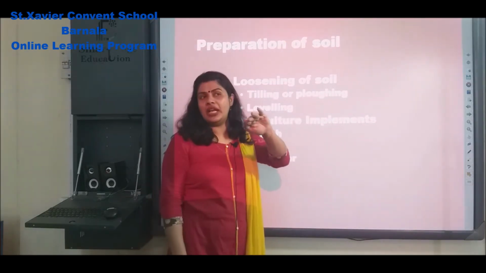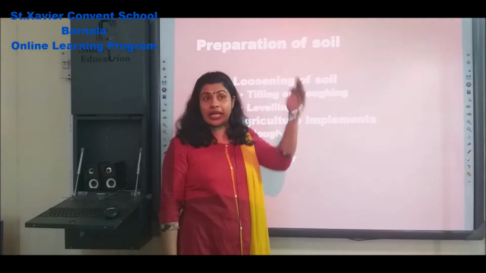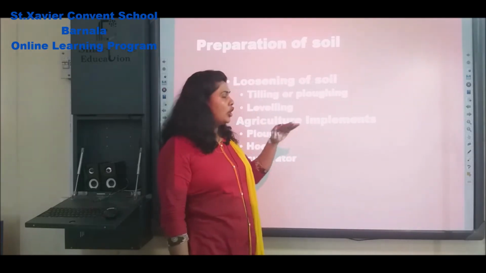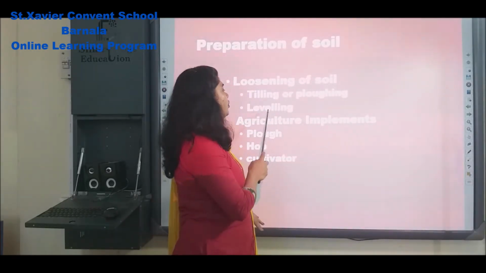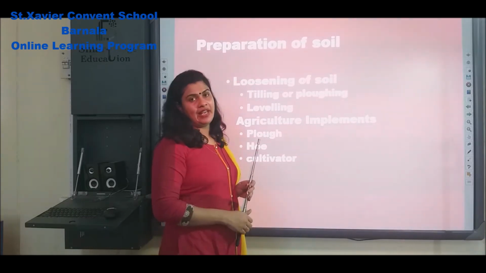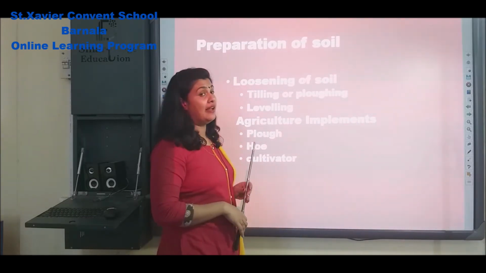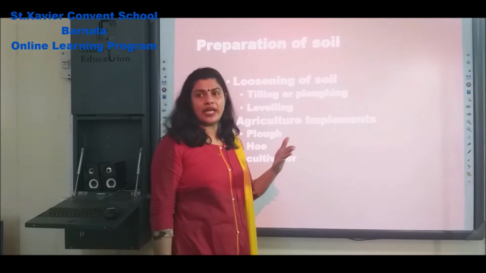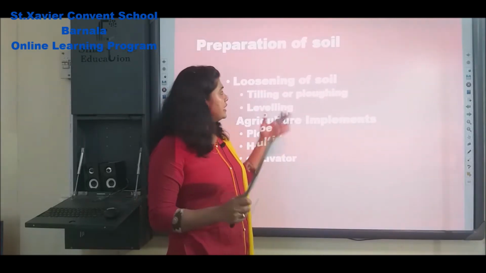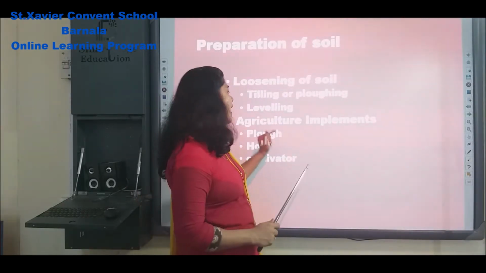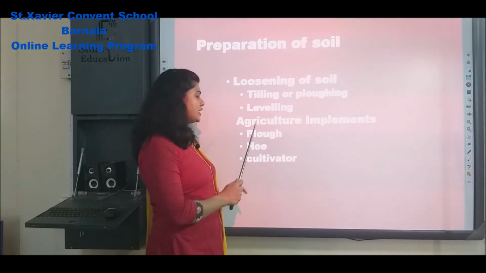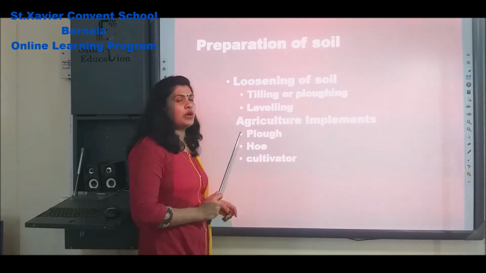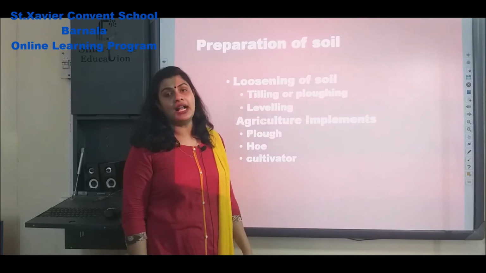As you all know, the field may have soil crumbs. So in order to level the ground, we use the technique of leveling. This can be done by using a leveler. So before sowing the seed, we need to turn or loosen the soil. So we have these agriculture implements. First one is plow, the second one is hoe, and the third one is cultivator.